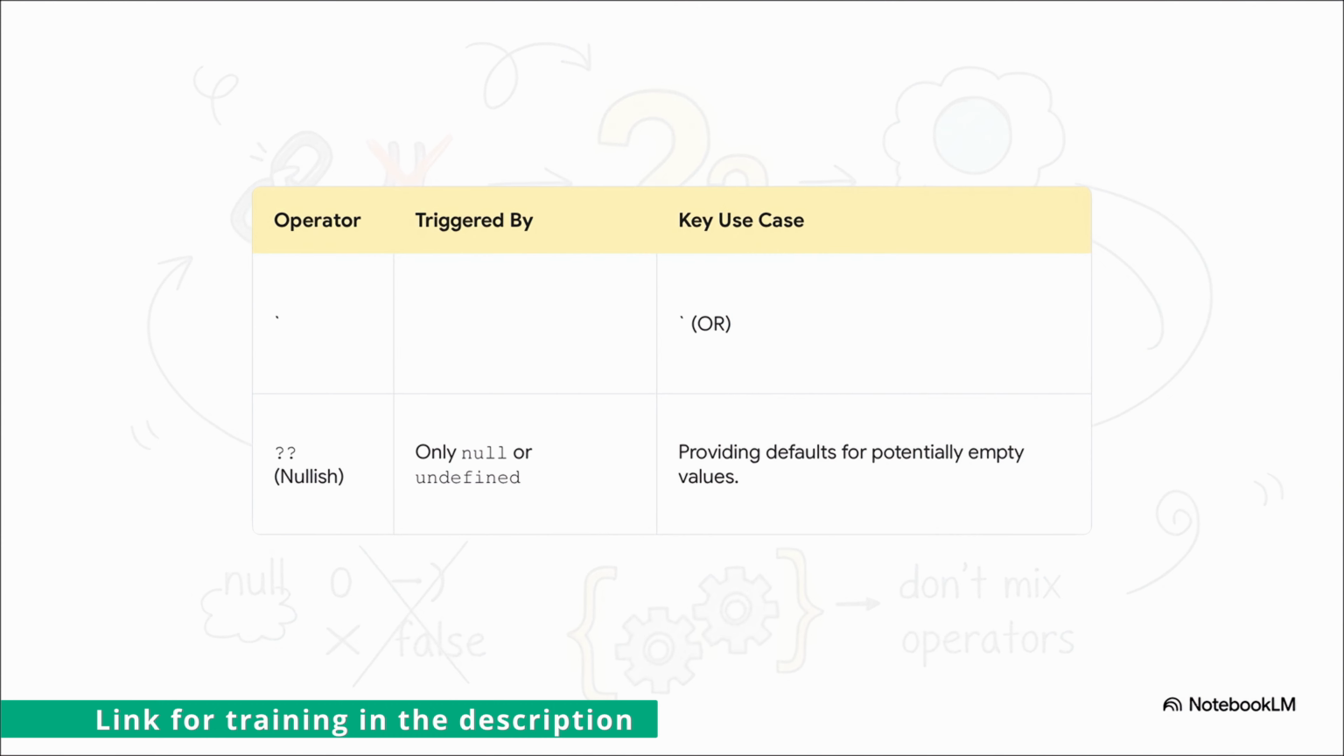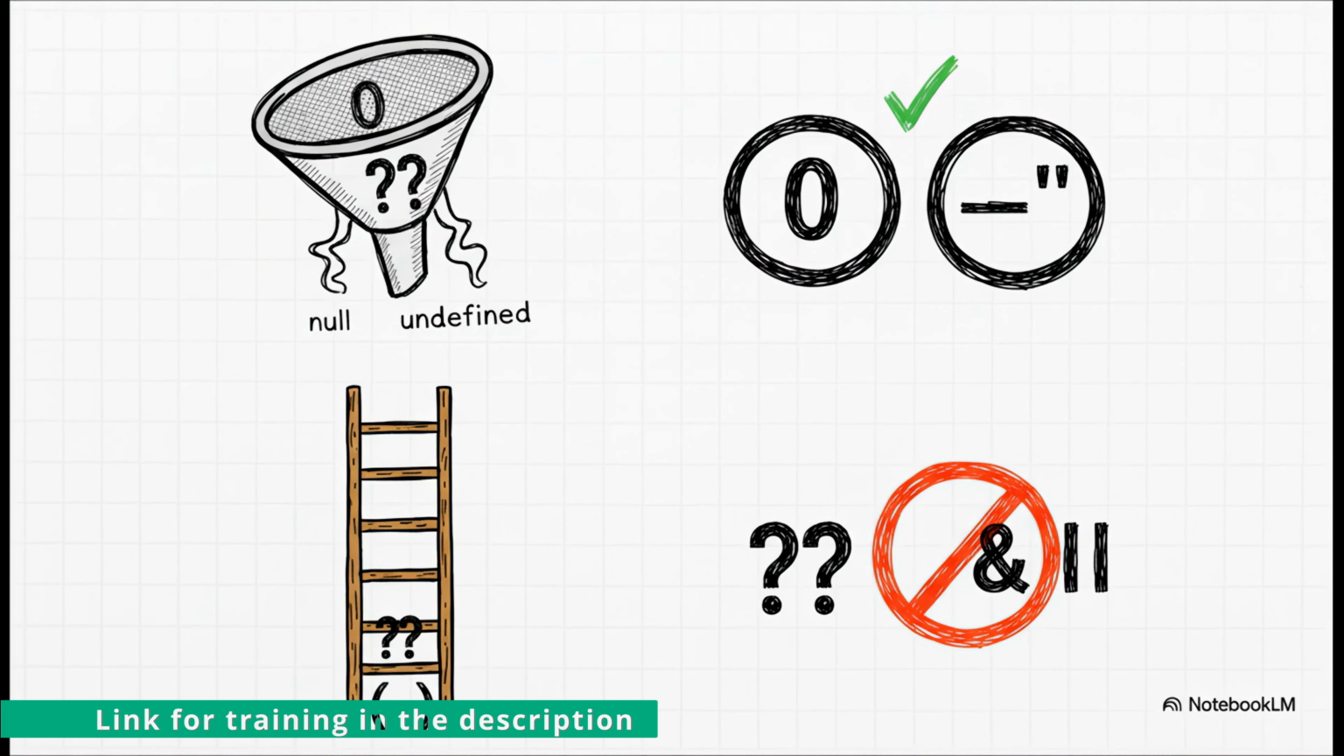So let's just quickly recap the big points. The nullish operator is all about finding the first defined value, meaning not null or undefined. This makes it perfect for setting defaults when 0 or an empty string are valid inputs that you need to keep. And just remember, it has low precedence, so wrap your calculations in parentheses. And for safety, you can't mix it with AND or OR without those parentheses either.